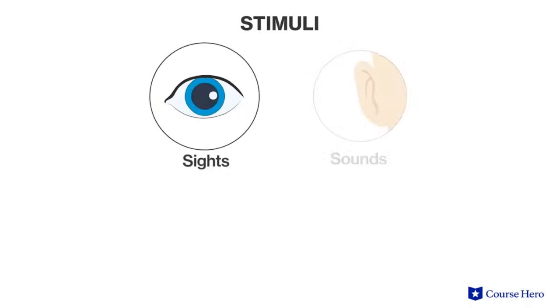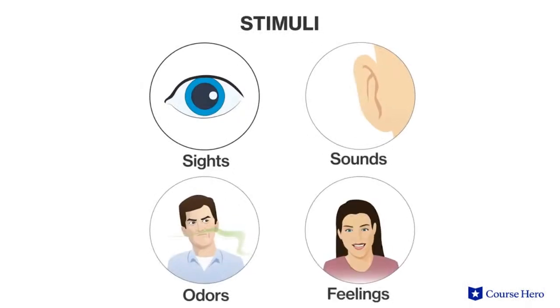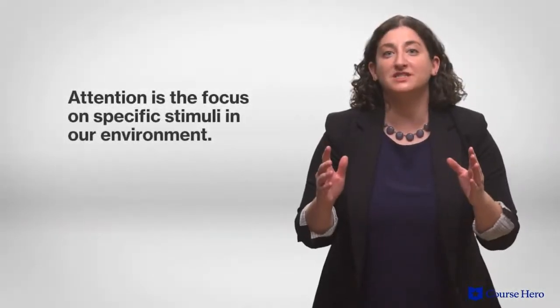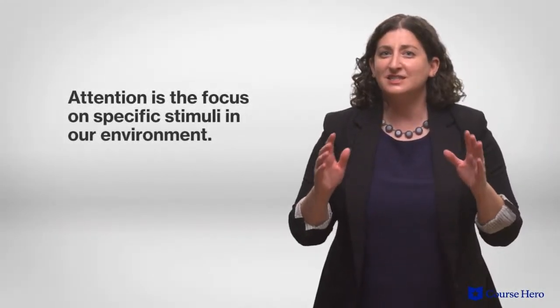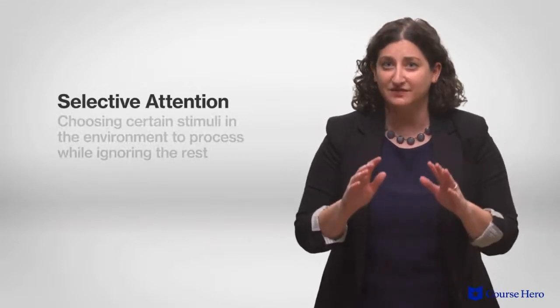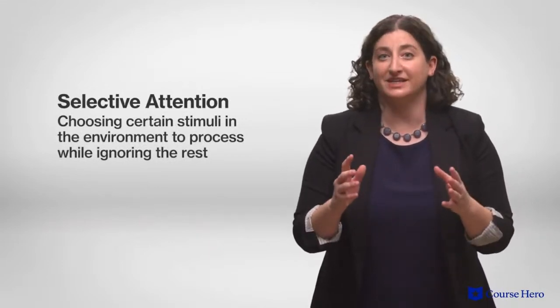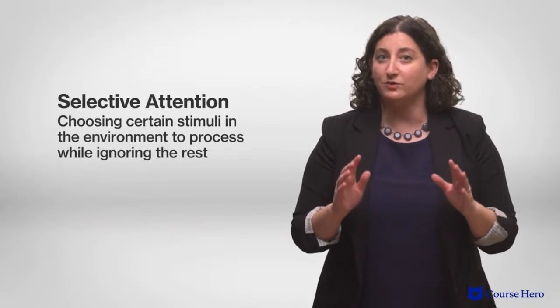People are constantly bombarded with stimuli. Sights, sounds, odors, feelings, and in order to zero in on any of them, we rely on attention, focusing on a specific stimulus in our environment. Specifically, we engage in selective attention by choosing certain stimuli in the environment to process while ignoring the rest, like how people turn down the car radio when they are looking for a particular road or address.